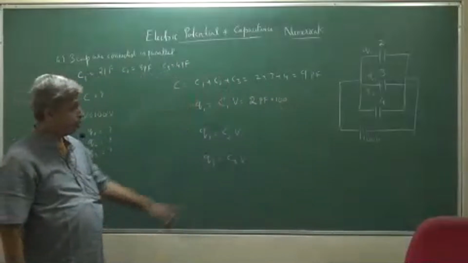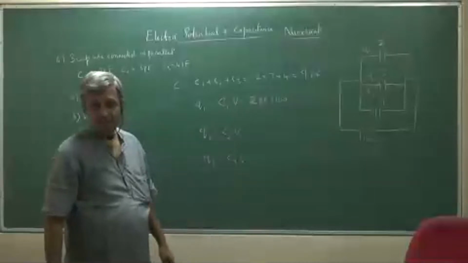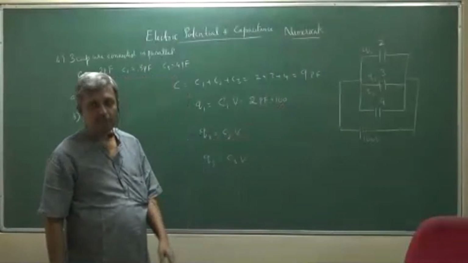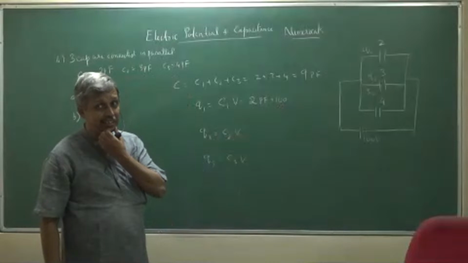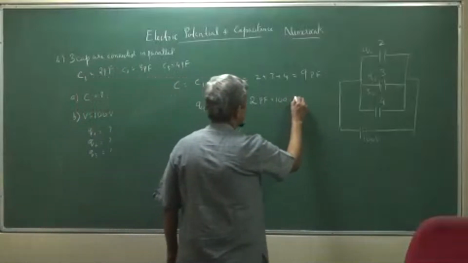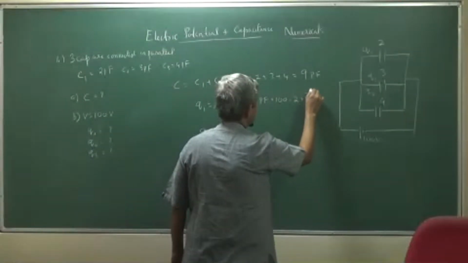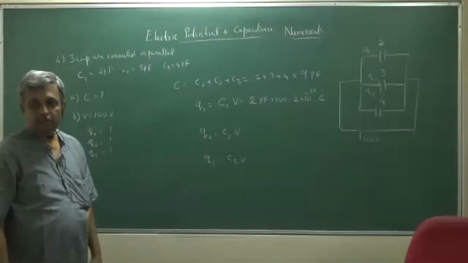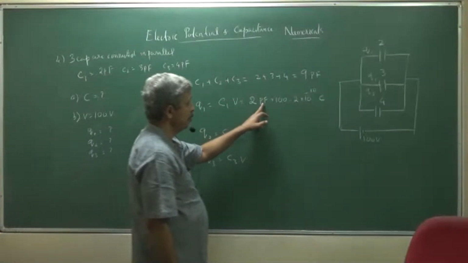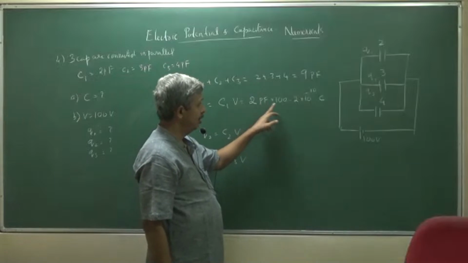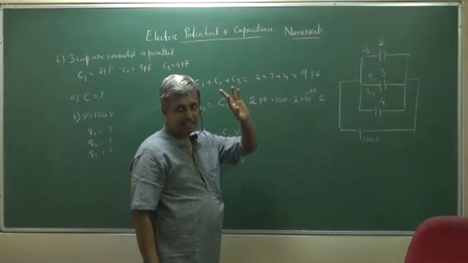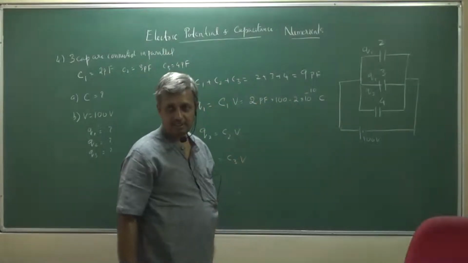This is 10 to the power of minus 12, and this is into 10 to the power of 2. So it will become 10 to the power of minus 10. So this is nothing but 2 into 10 to the power of minus 10 coulombs. Picofarad is minus 12 and this is plus 2. Minus 12 plus 2 is minus 10, so the 2 is as it is.